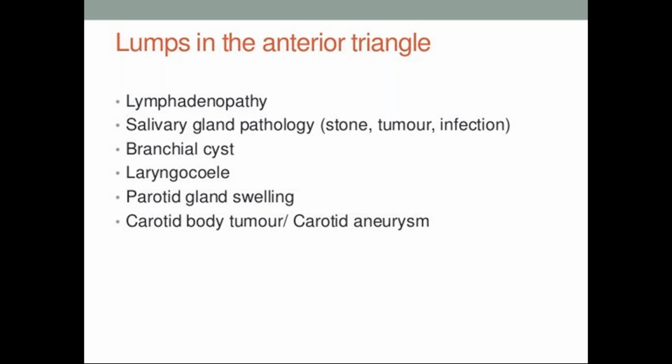So what is the importance of the triangles of the neck? You should know the differential diagnoses of the lumps in the different triangles of the neck. First we will look into the lumps in the anterior triangle of the neck. Most common are lymphadenopathies. Second is salivary gland pathology, whether due to stone, tumor or infection. Next is the branchial cyst. Next is the laryngocele. Next is parotid gland swelling. Next is the carotid body tumor or the carotid aneurysm.